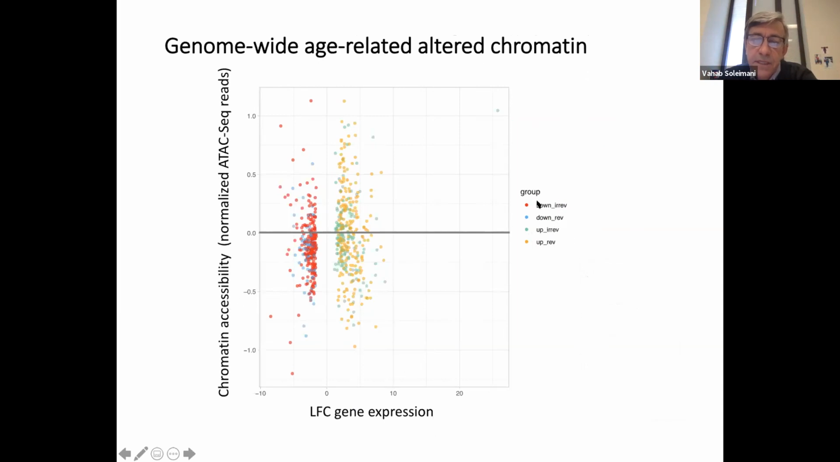And clearly what we see is that down irreversible genes have a very low accessibility of chromatin. This is not a very visually impressive figure, but almost 70% of the red dots are actually below this zero line here.